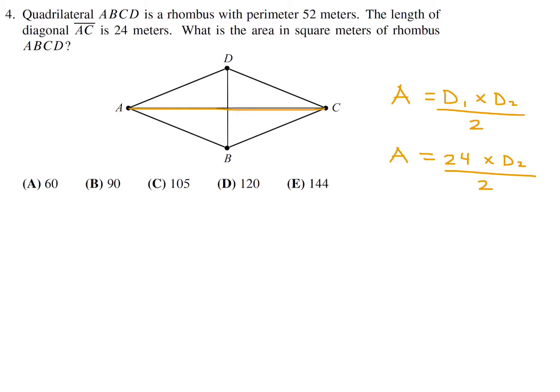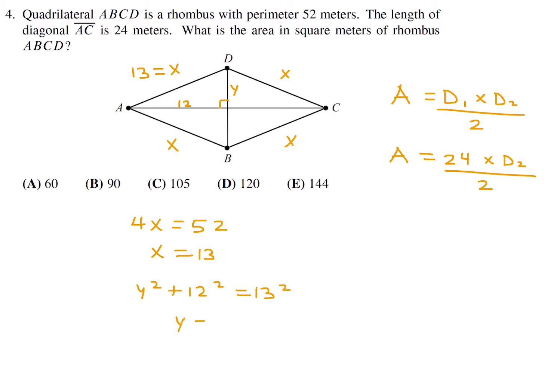Well, from A to C is 24, so that means that this would be 12 just from here to here. And this is a right angle. And then the perimeter, they say, is 52, so if each of those sides is x, then that means 4x is equal to 52. So x is 13. So therefore, I can easily figure out that distance using Pythagoras. Let's just call that y. y squared plus 12 squared is 13 squared. And therefore, if you do this math, you'll get y is equal to 5.